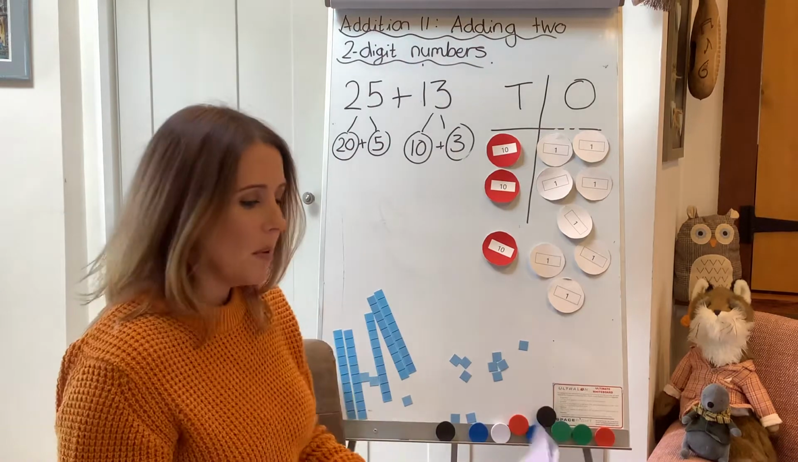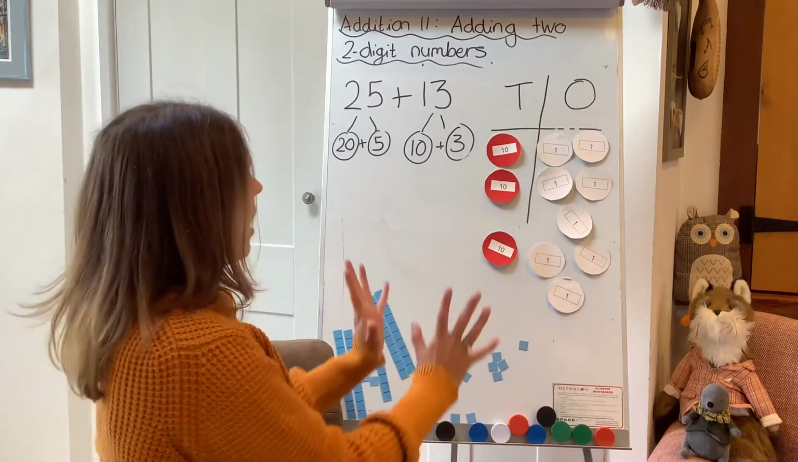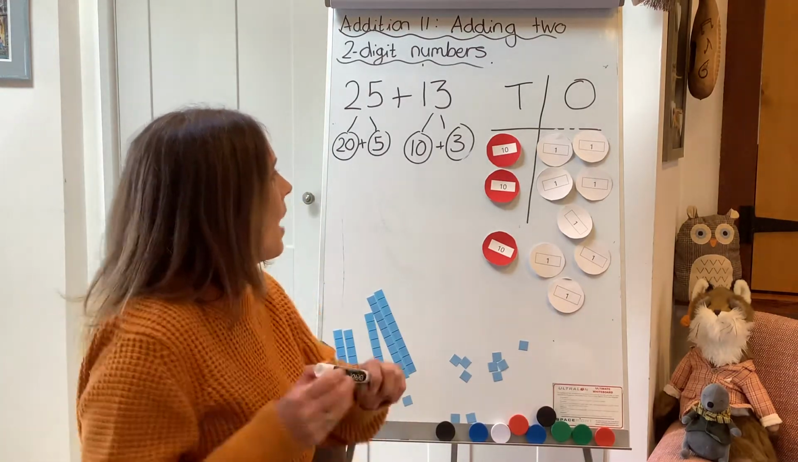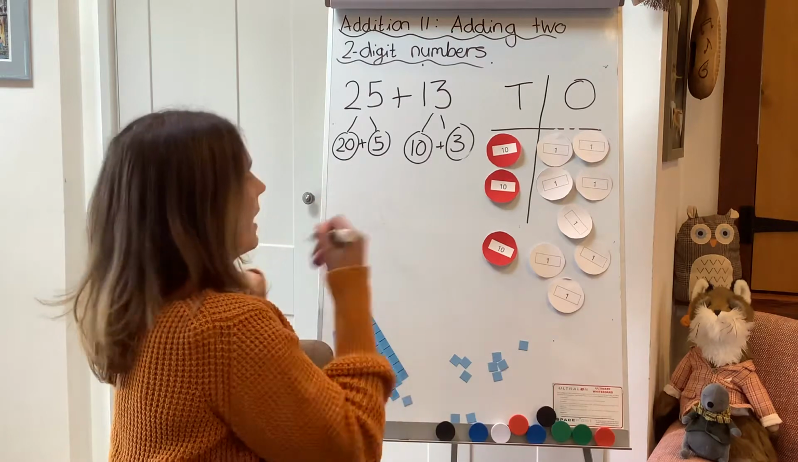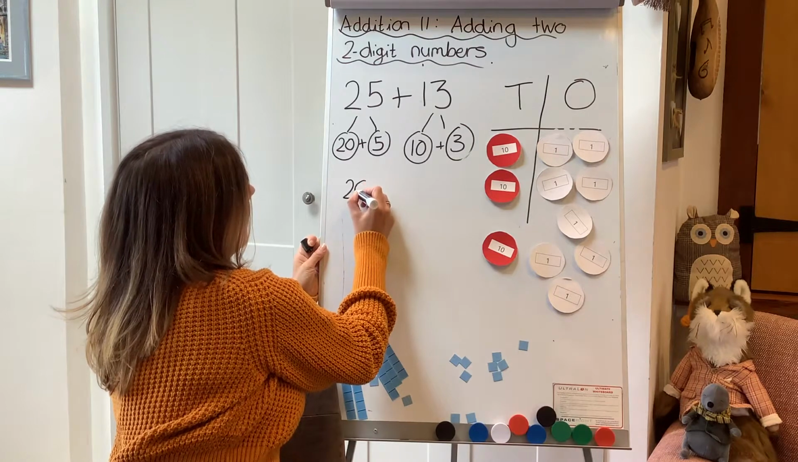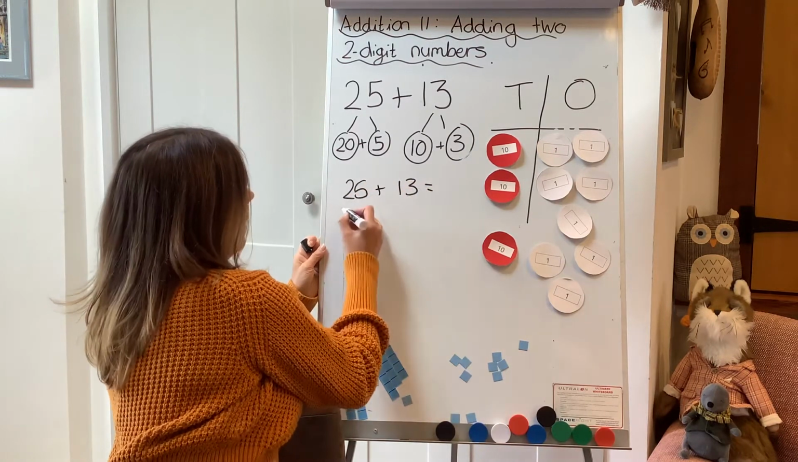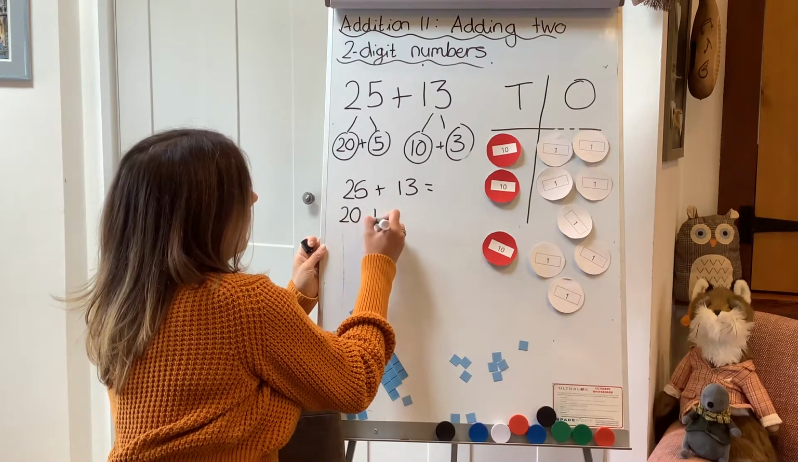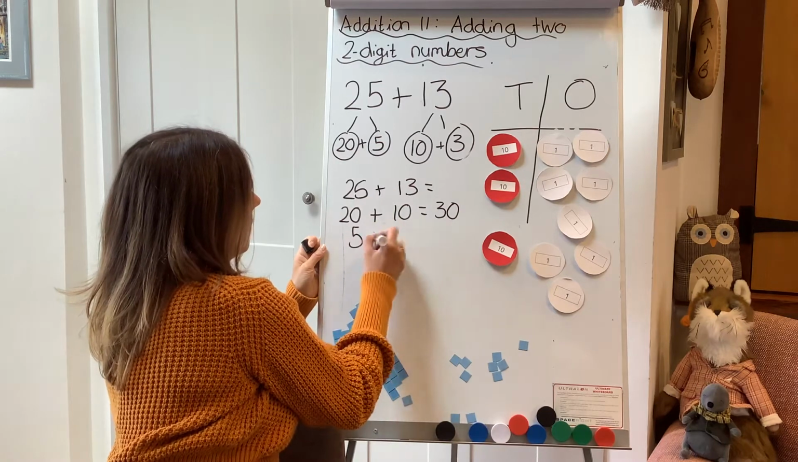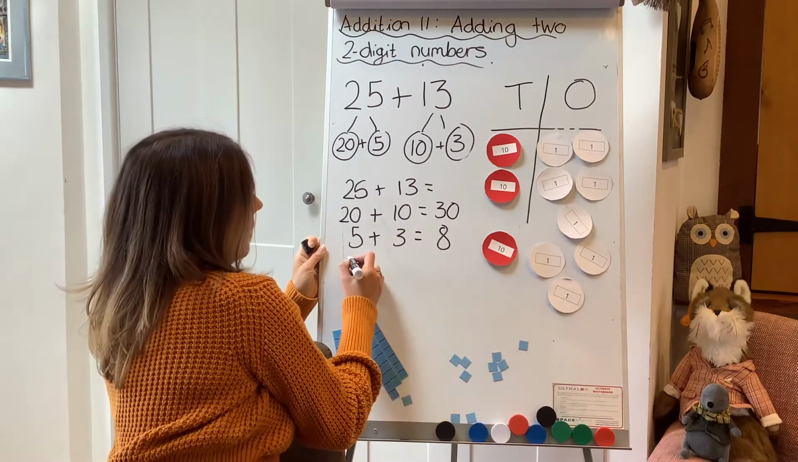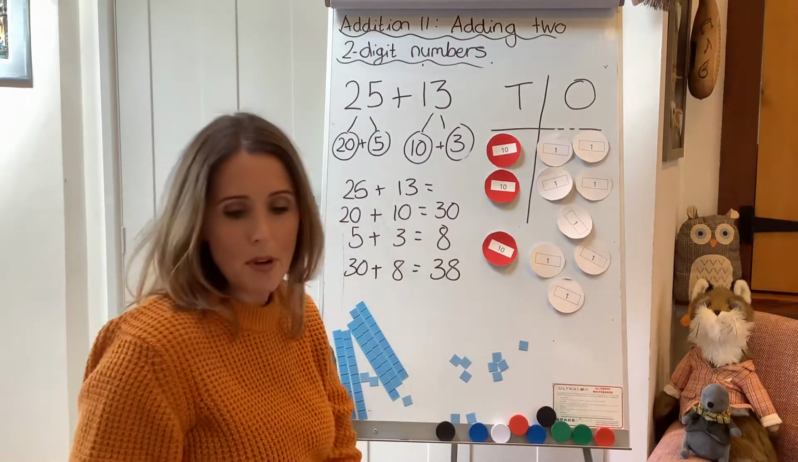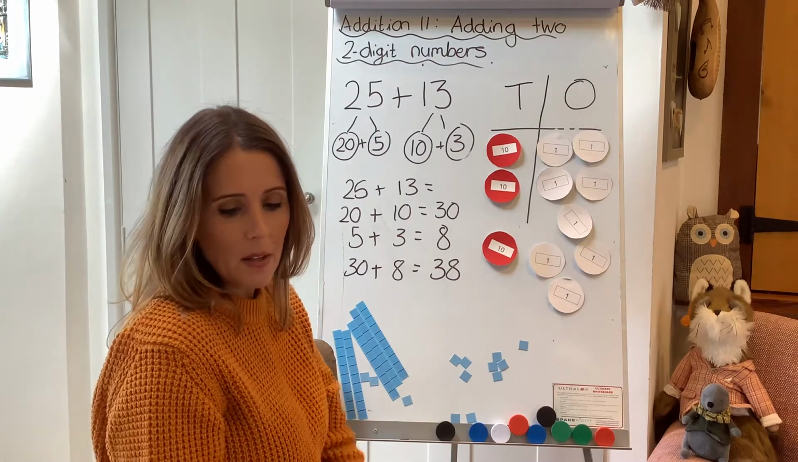Okay, so when you are using this, we'll then move on to a more abstract way of working. So what we will do then, when we get onto the more abstract way of doing this, is do it like this. We may not need to set it out like that. We could start off with 25 add 13. So we've got 20 add 10 is equal to 30, and 5 and 3 is equal to 8. So 30 add 8 is equal to 38. And that is a more abstract way of doing it.